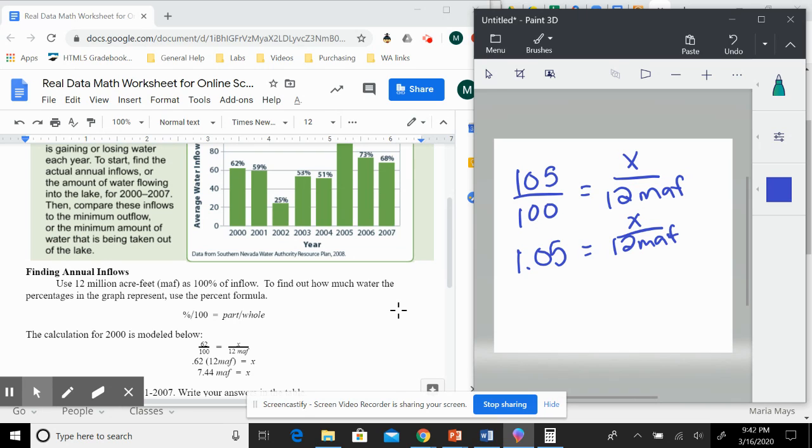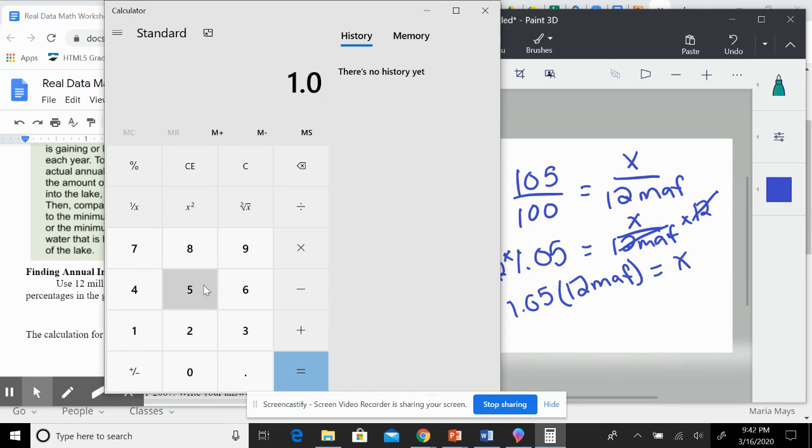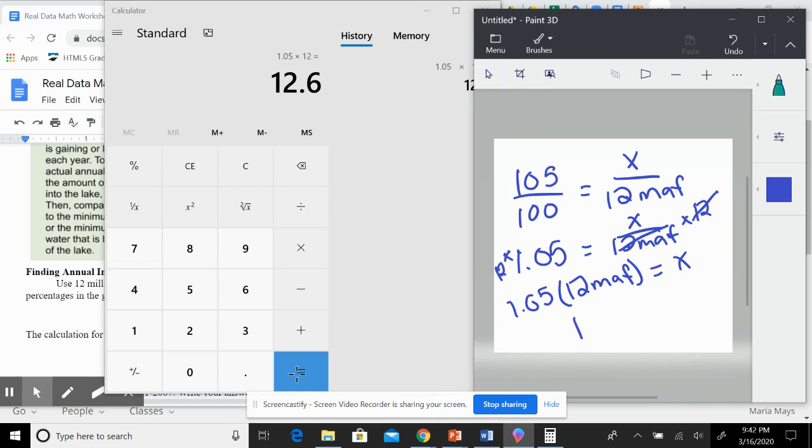I'm doing this one step at a time instead of two steps like the example did. Now, in order to get this so that it's not in the denominator of a fraction, we're going to multiply both sides by 12. I'm running out of room, sorry. So 1.05 times 12 MAF will equal X, because over here they canceled, right? I'm not going to do that in my head, so I'll do 1.05 times 12, which equals 12.6. So that's 12.6 MAF equals X.